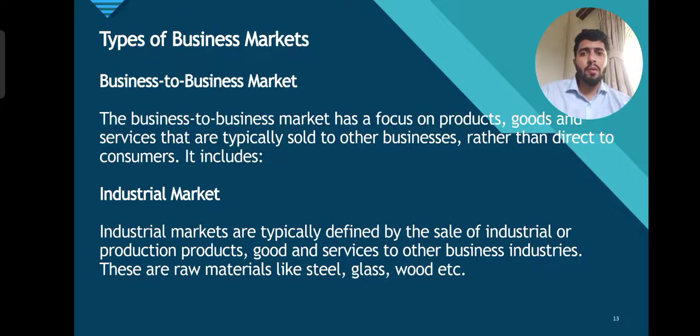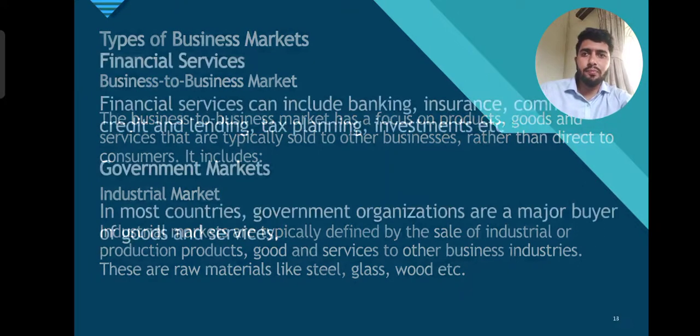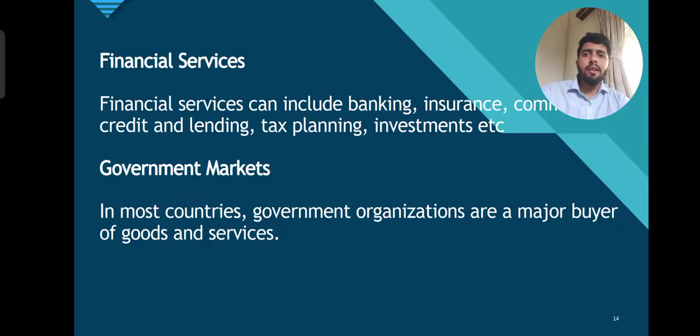These are raw materials like steel, glass, wood, etc. Financial services can include banking, insurance, commercial credit cards, lending, tax planning, investment, etc. And the last one is the government. In most countries, government organizations are the major buyers of goods or services.